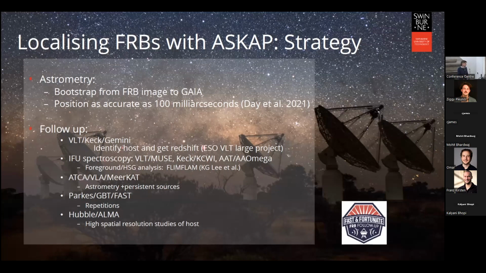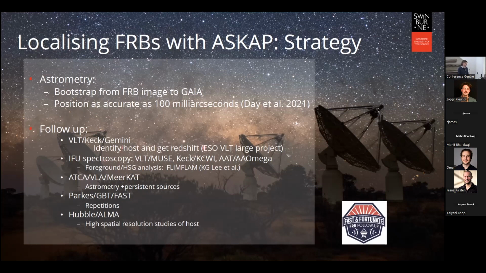We've been using the VLT, Keck, and Gemini to find FRB hosts and get the redshifts. We have a large ESO project to do FRB host galaxy follow-up that's ongoing, where we use a number of the ESO instruments to get the most detail about what the host galaxies are like. As mentioned earlier, we do IFU, integral field unit spectroscopy as well, to understand the host galaxies and the foreground. So we've been using MUSE, KCWI, and OSIRIS.